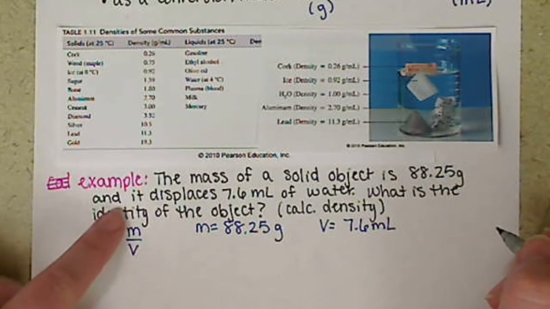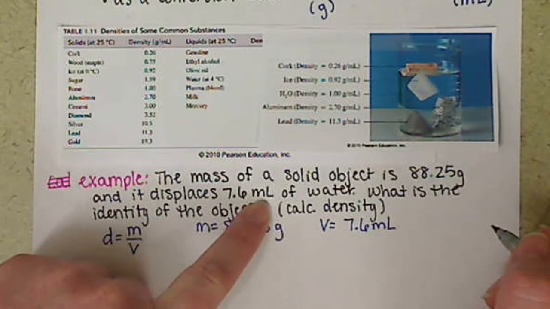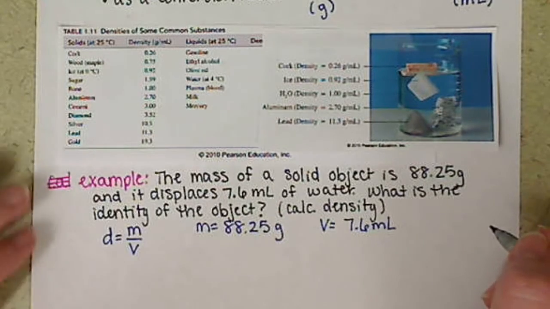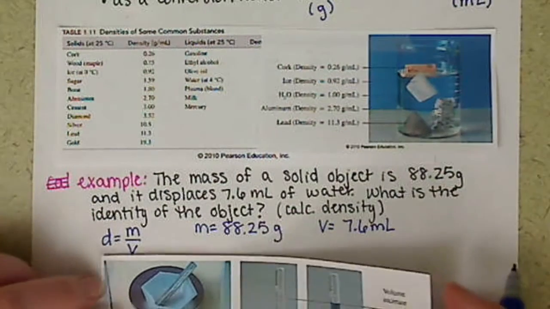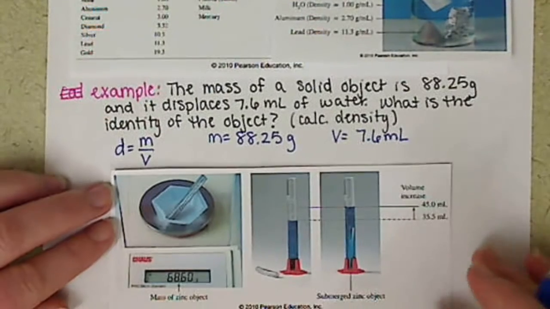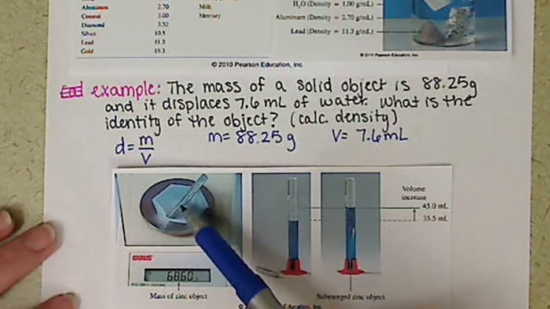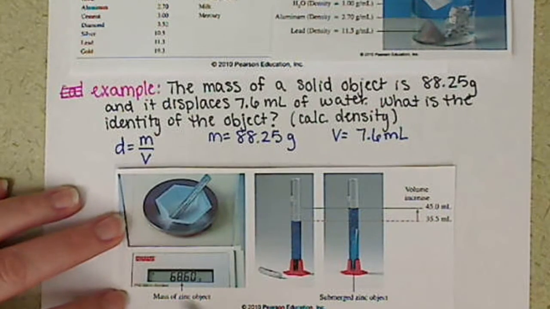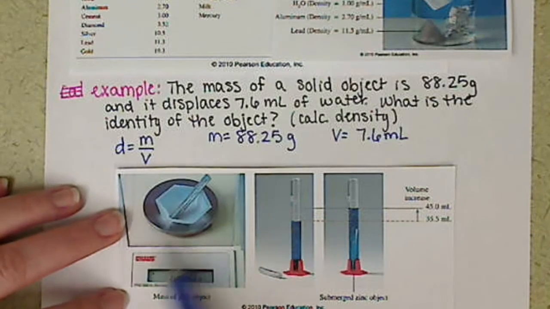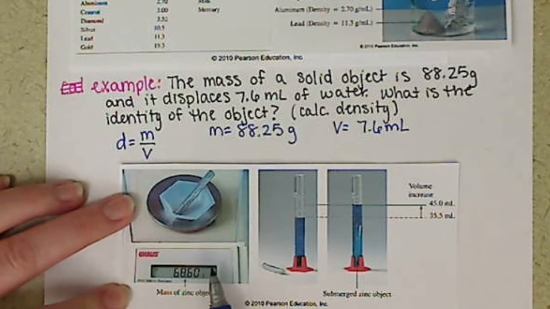What it means when it says this object displaces 7.6 milliliters of water is determined by what's called the volume displacement method. If we were collecting these values in a lab setting, you can get the mass of your object by sticking it on a balance. This is telling us the mass of a zinc object. This isn't our example, but that's where we get our mass.